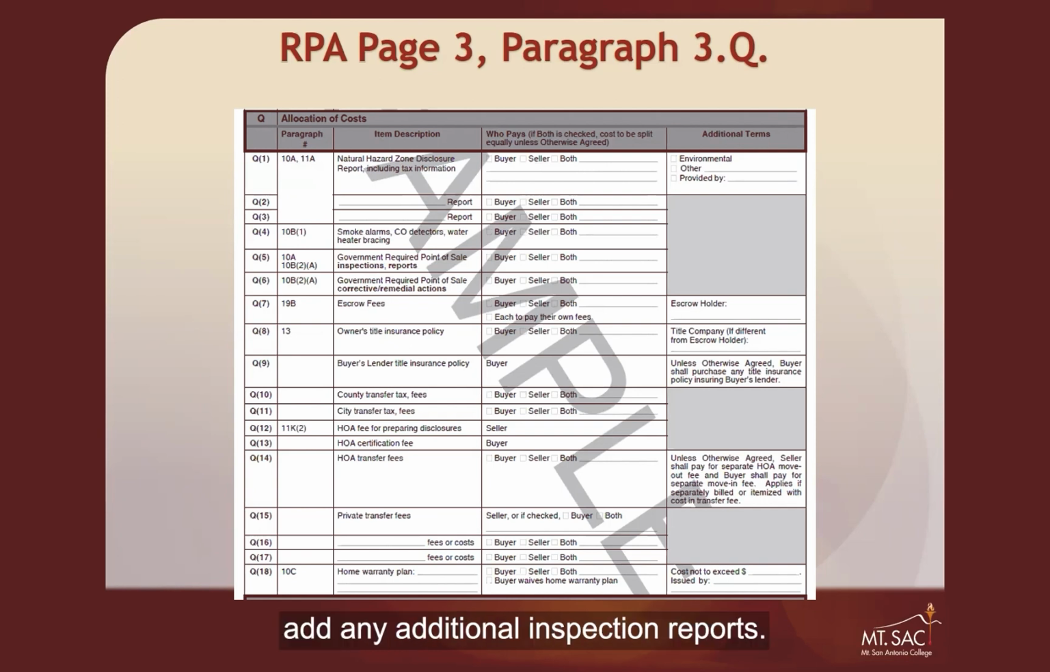So if you want to add any additional inspection reports, I got an earlier question regarding sewer. I brought up termite, perhaps roof. Q2, Q3, you can add that report. Who's going to pay for it, all right? Who's going to pay for smoke alarms, CO detectors, water heater bracing? Buyer, seller, or both? I'm assuming most of us will be checking seller because the house is supposed to have those when we write our offers. But again, those are negotiable items.